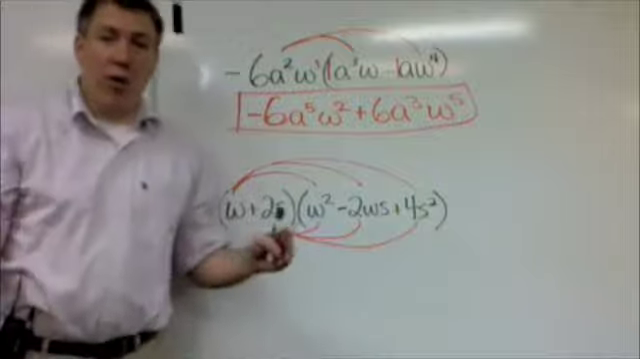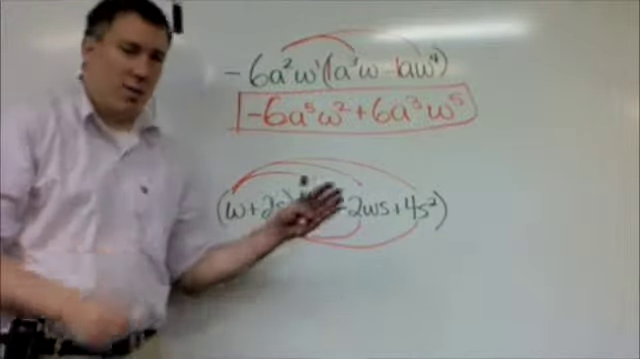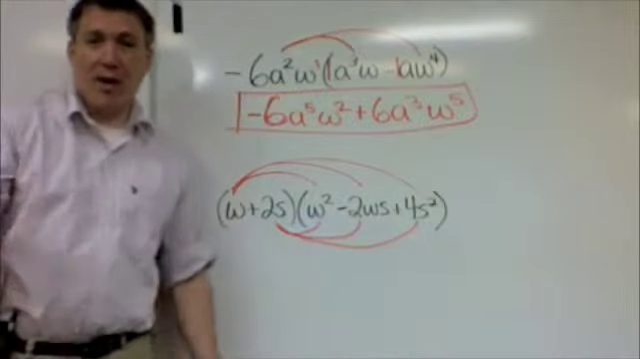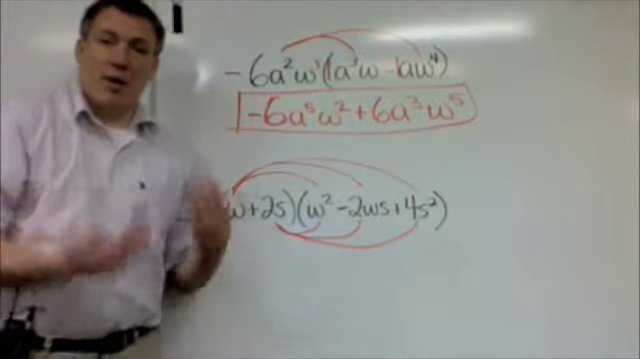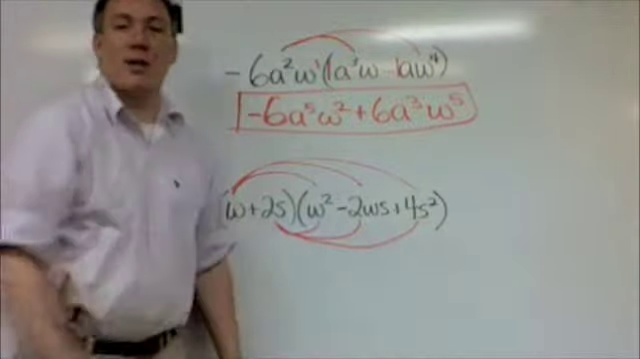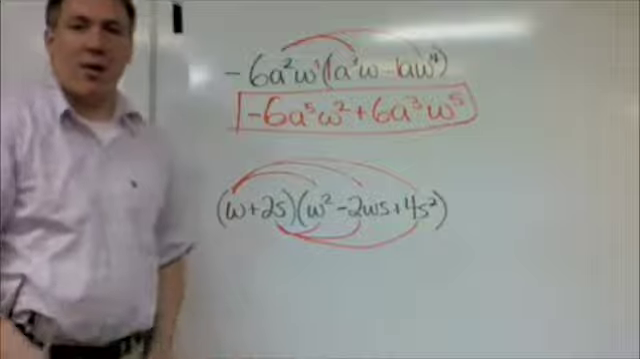The method of FOIL, first, outer, inner, last, which doesn't apply in this case, is actually just the double distributive property with a nice name. I'm not going to show you that method right now because if you get this, FOIL is easy. FOIL is the same method with less terms.